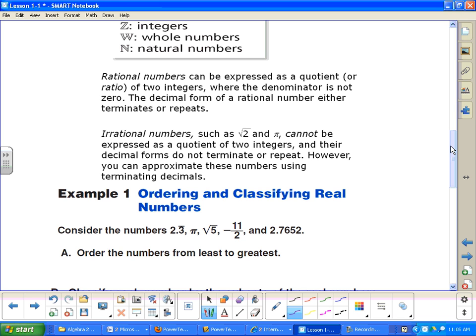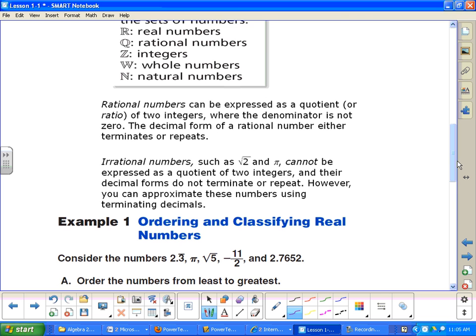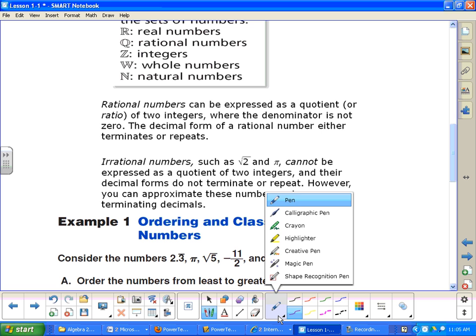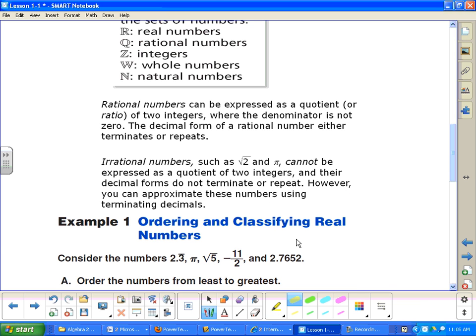Okay. All right. So we have rational numbers. Write them as fractions. So here we have the rational numbers. The decimal form of a rational number can either terminate or repeat. And if it's an irrational number, then it just goes on and on forever.